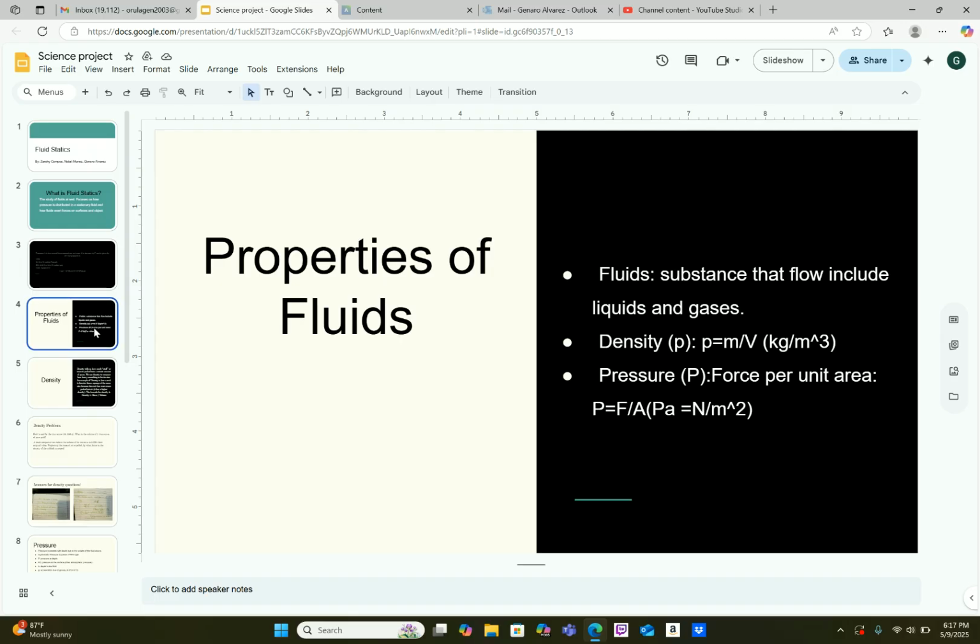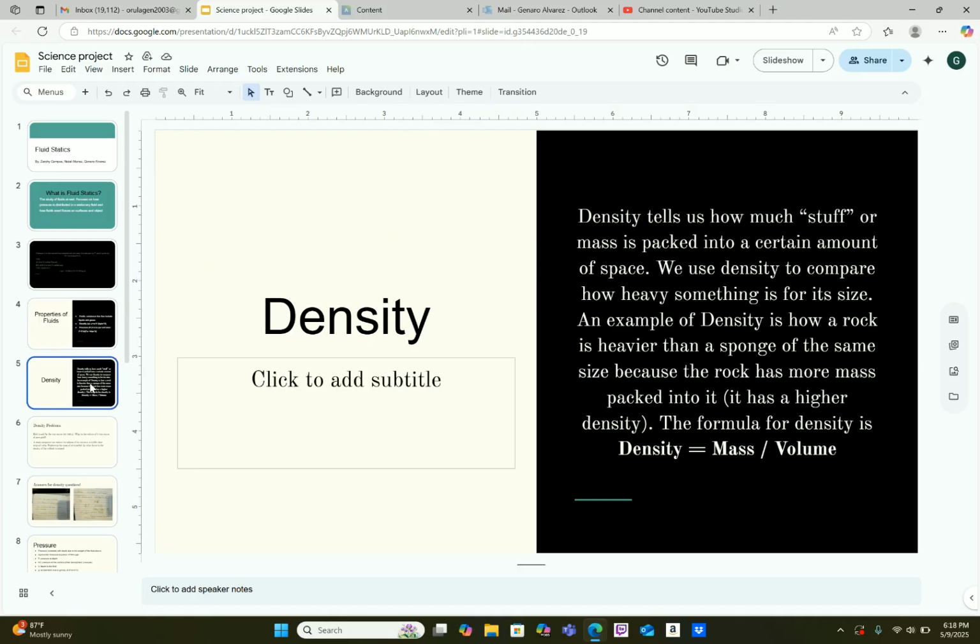And I will be talking about the properties of fluids. Fluids are substances that flow, and include liquids and gases. Another thing really important in this presentation is density, which is rho equals mass over volume, an equation that you would have to remember, which is very important in this topic. As well as pressure, which is P, force per unit area, which we went over, P equals F over A, force over area. Moving on to the next slide.